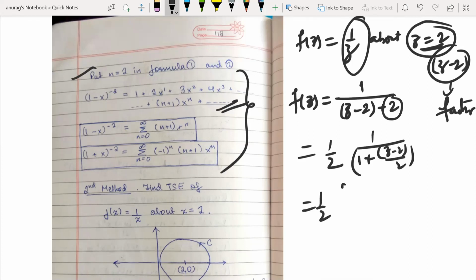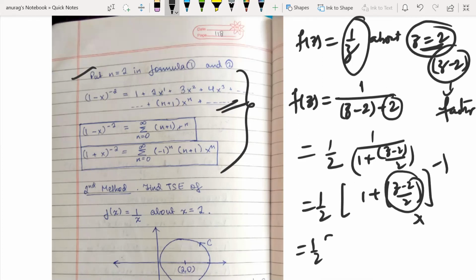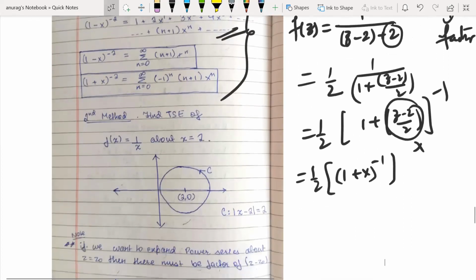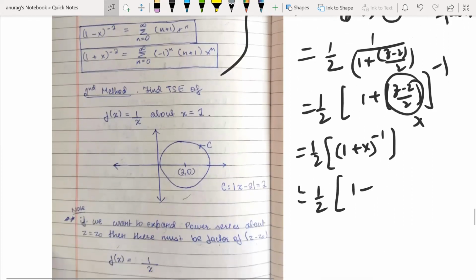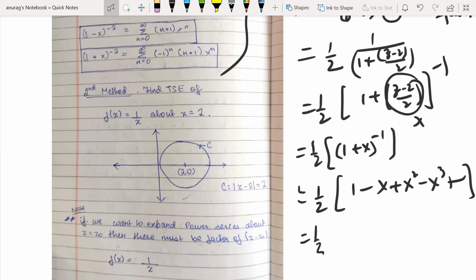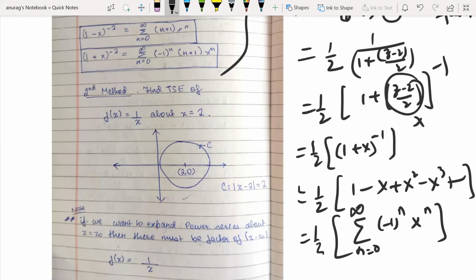Now it can be written as 1 by 2 times (1 plus (z minus 2) by 2) to the power minus 1. Call it capital X. So it will become 1 by 2 (1 plus X) to the power minus 1. This expansion I have already told you. This is equal to 1 minus X plus X square minus X cube plus so on. Or you can write it as sigma n equal to 0 to infinity minus 1 to the power n X to the power n. If you expand from n equal to 0 to infinity, you will get the same answer.